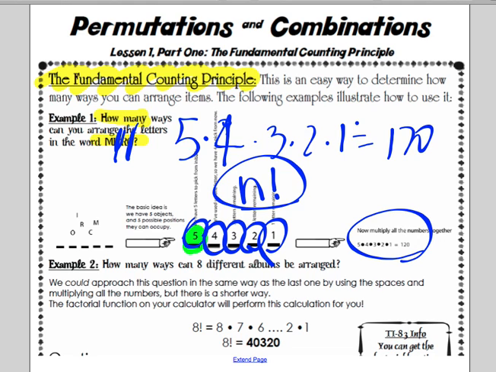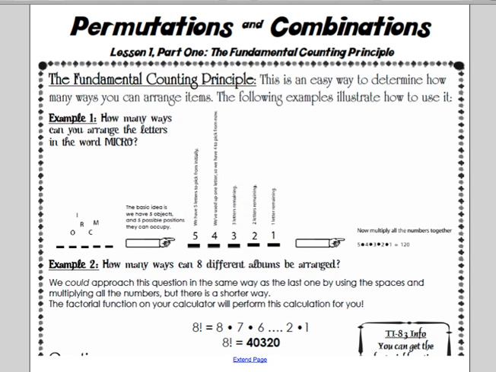So if I take a look at example 2, how many different ways can 8 albums be arranged? Well, it doesn't matter if I take the oldest album, if I label them my favorite albums, the prettiest albums, whatever. I have 8. So that means if I listed them out and labeled them 1, 2, 3, 4, 5, 6, 7, 8 different spots, that would mean I'd have 8 albums to choose from to put first. Now, since one of the albums is gone, I would have 7 for the next spot, which would leave me with 6 and 5 and 4 and 3 and 2 and 1.